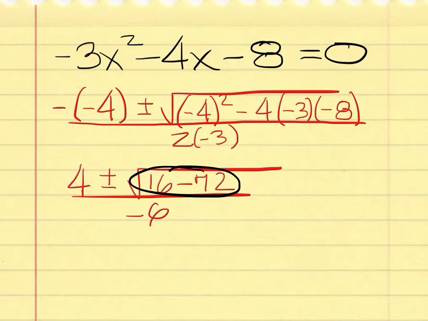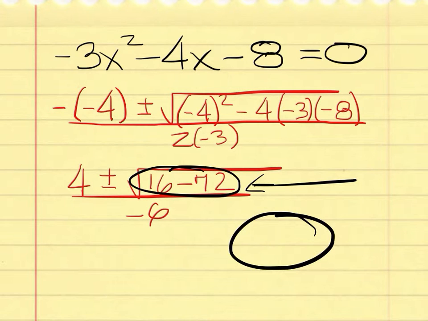This part is going to give you a negative number. That part is the discriminant. Therefore, if it's less than 0, you have no solutions. And the answer would be written like this, abbreviated.